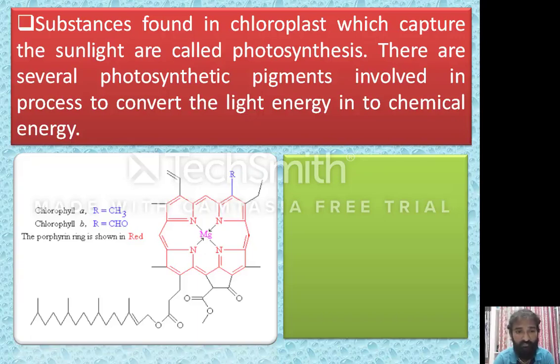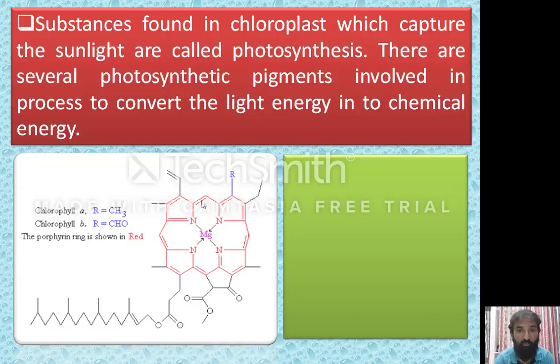There is a small difference between chlorophyll A and chlorophyll B. Here R is a kind of group. Instead of R, CH3, a methyl group, is present in chlorophyll A, and instead of R, the CHO aldehyde group is present in chlorophyll B. So there is a small difference between chlorophyll A and chlorophyll B.